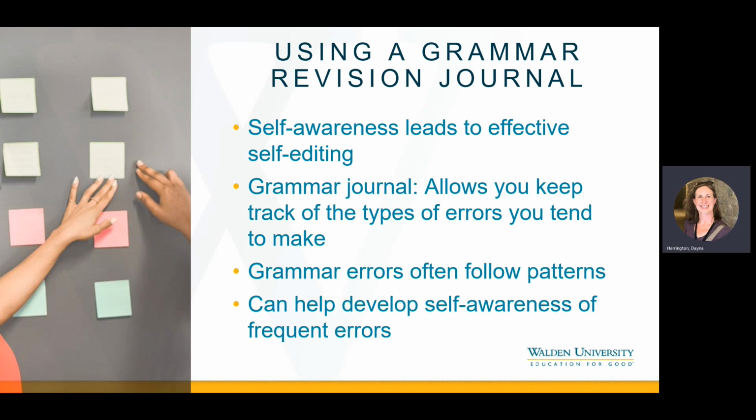One way to help develop this awareness for frequent grammatical errors you tend to make in your writing is to keep a grammar revision journal. Grammar errors tend to follow patterns. So once you are able to identify the types of errors you most commonly make, you will be able to focus specifically on them. This journal is a place for you to keep track of the types of errors you are making, examples of these errors, correct revisions for the errors, and the grammatical rule to follow for correct usage.